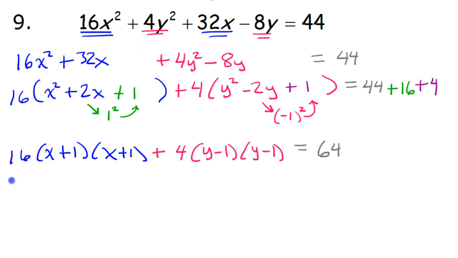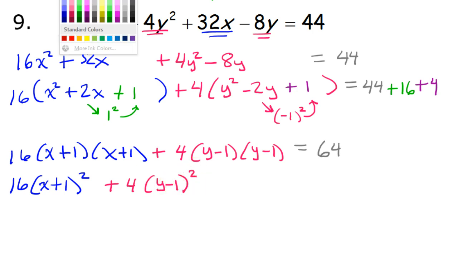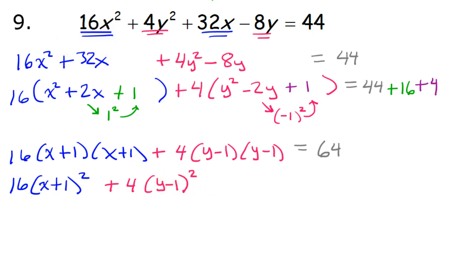So the point of completing the square is to make sure you get the same binomial twice so that you can do this. x plus 1 squared. And then in this portion, we will write y minus 1 squared. And that is equal to 64.